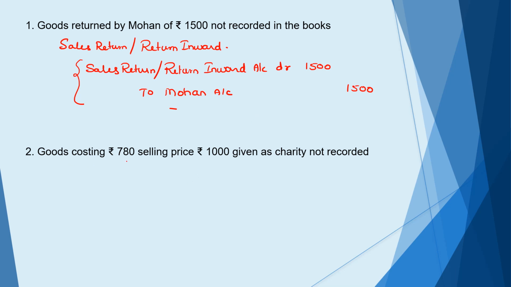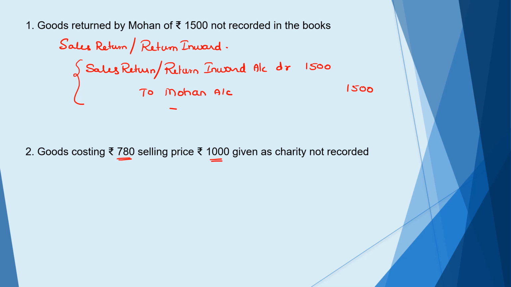Goods costing 780, the selling price of which is 1,000 rupees, given as charity, not recorded. Suppose you were at your place of business and somebody came and you gave away some of the goods as charity to that person. You didn't sell it, you just gave it away without getting any money from him. The cost of those goods was 780, but if you had sold it, probably you would have sold it for 1,000 rupees. Now this transaction, because you gave it away and didn't receive any money, you should have recorded it as charity, but you forgot to pass the entry. So what happens now? You have to record it.